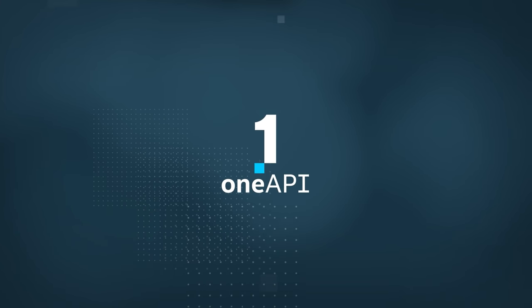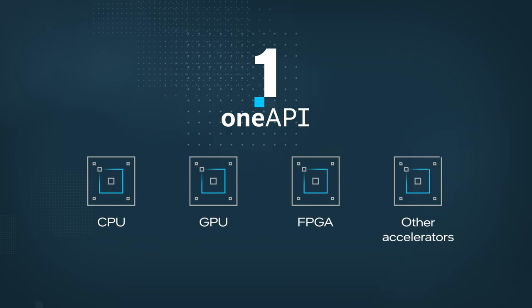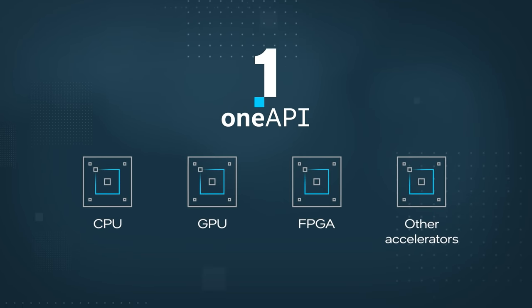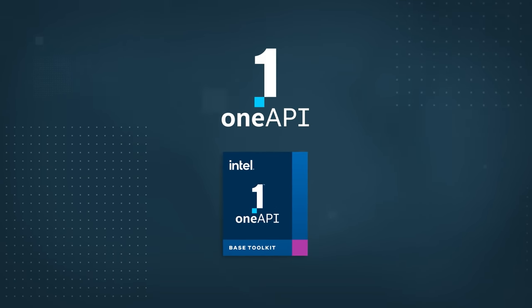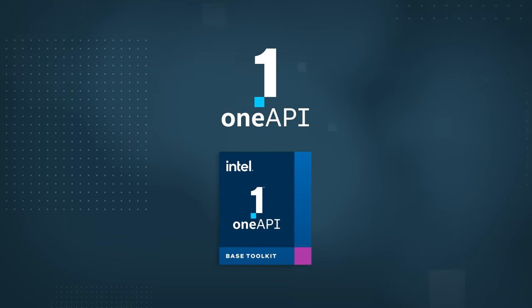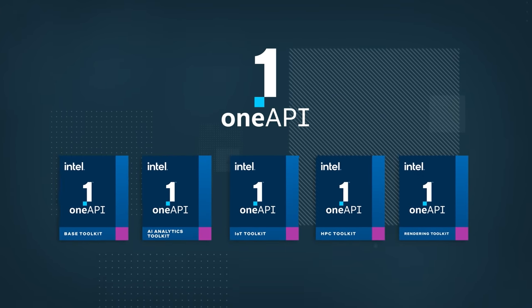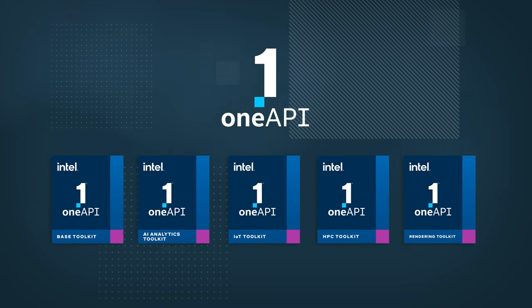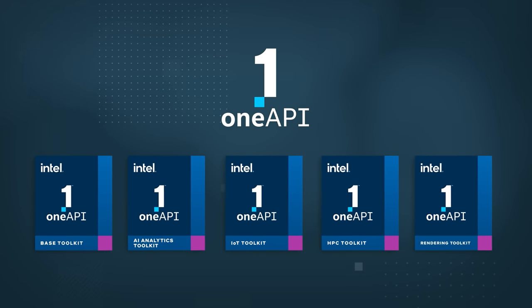Get started with oneAPI, an open standards-based unified programming model that makes it easier to code for a diverse mix of hardware architectures. Get started with a core set of tools for developing highly performant data-centric applications through the oneAPI-based toolkit. Then add on from an unparalleled portfolio of domain-specific toolkits across HPC, AI training and inference, IoT, rendering, and more.